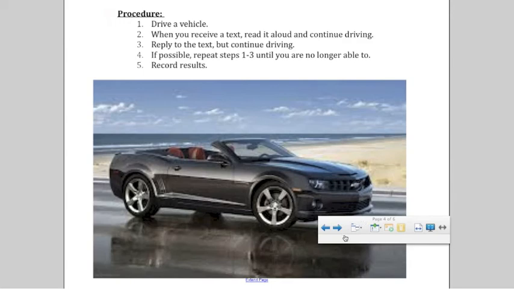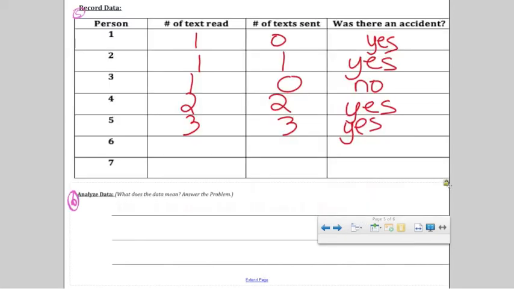So these were the results that were posted for a class period. If you look here, you will see we received some texts, meaning we read them, and also we sent some texts. All of that is texting. Whether you're reading it or you're sending it, it's all texting. So then we tallied up the amount of times that we received the text, but we also recorded if there was an accident or not during that time of driving.